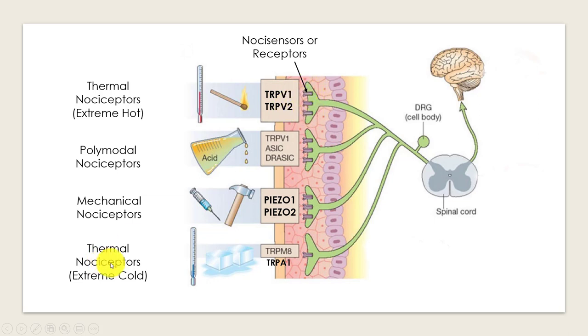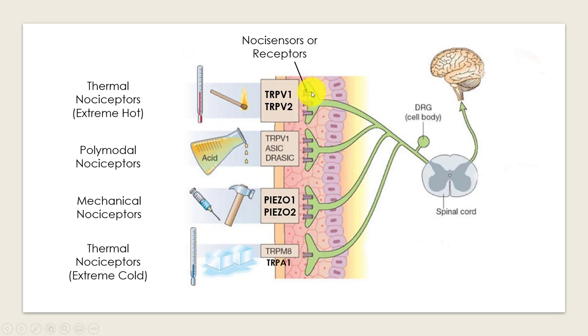Whereas to detect noxious cold, we have the thermal sensors called transient receptor potential menthol 8, which is abbreviated to TRPM8. And the second type is TRPA1, right? So we have the TRP receptors that can detect noxious heat, and we have the TRP receptors that can detect noxious cold. And all these TRP receptors are present within the structures at the end of the peripheral processes.